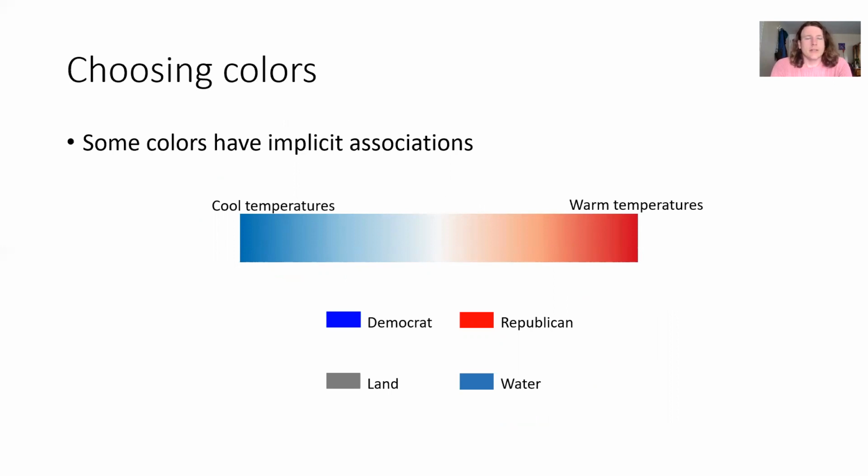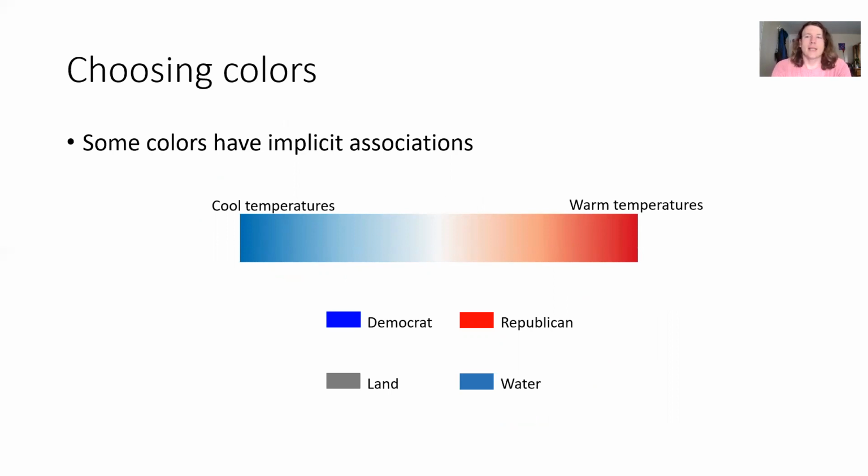Beyond that, it's very important to just generally speaking think about color. Color is the primary method with which we convey information on a map. And some colors tend to have implicit associations, at least in certain contexts. So for instance, blue is typically associated with cooler temperatures and red is typically associated with warmer temperatures.